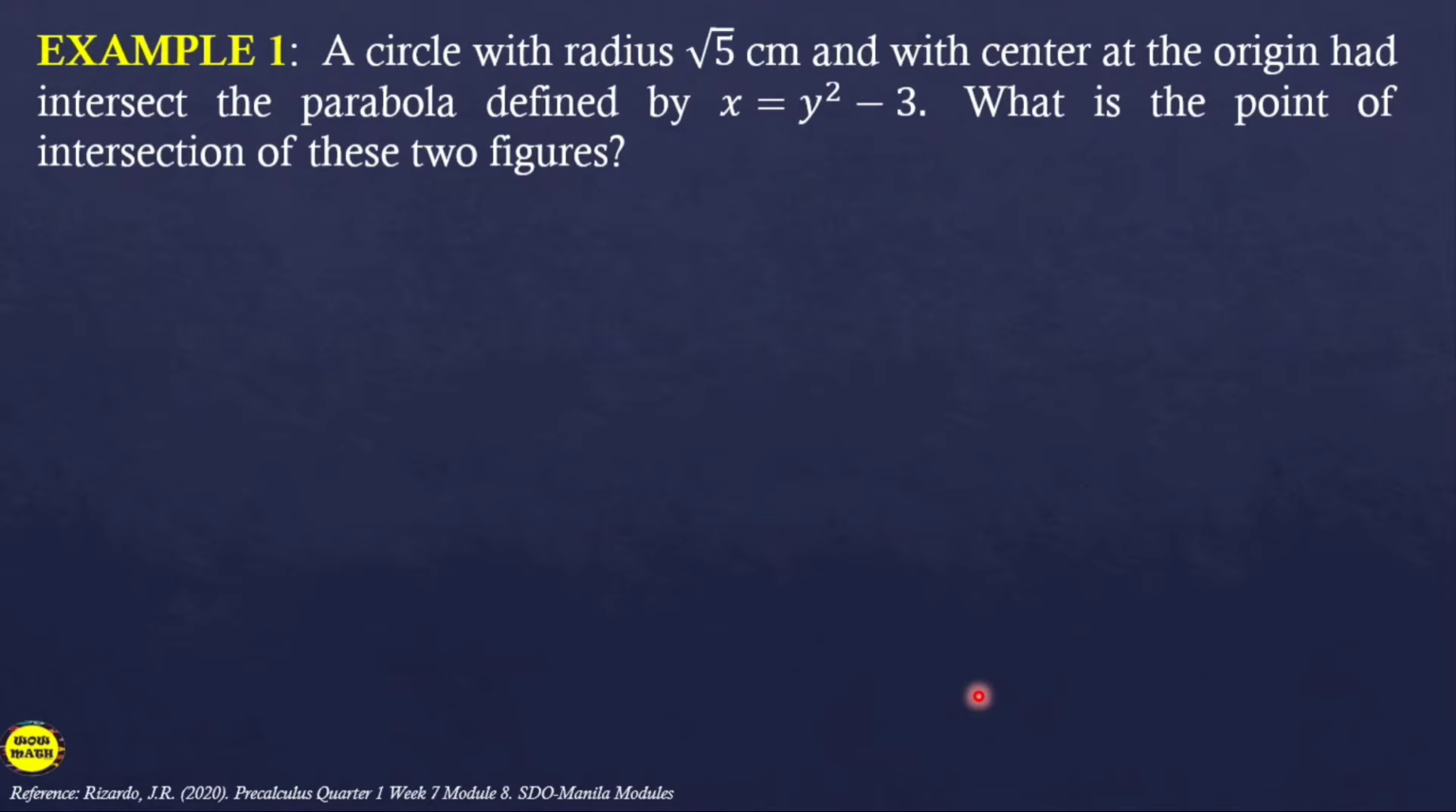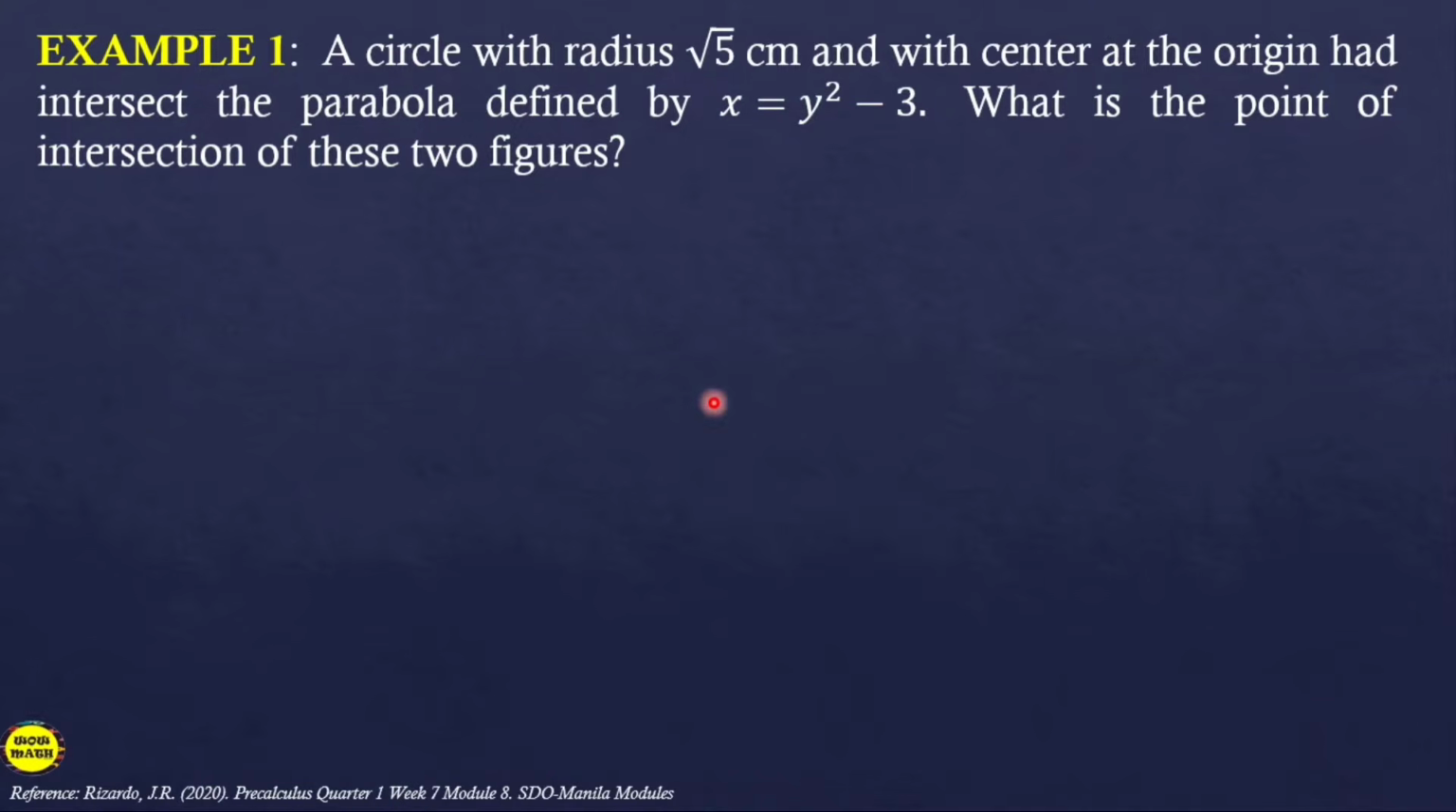Okay, problem number 1. A circle with radius square root of 5 centimeters and with center at the origin intersects the parabola defined by x is equal to y squared minus 3. What is the point of intersection of these figures?